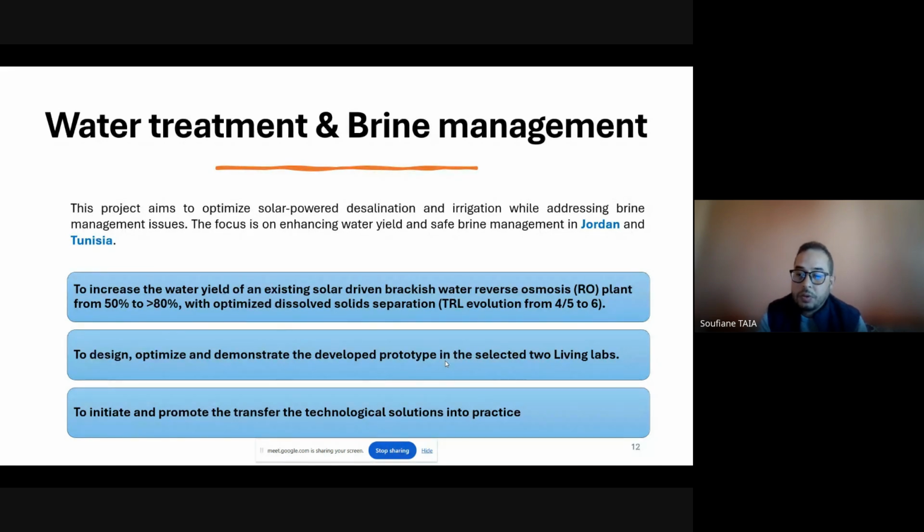A major part of this project is to design and optimize a prototype for each of those two demonstration sites. And finally, we are trying to initiate and promote the transfer of those solutions into practice by collaborating with the stakeholders and ensuring the adoption and good implementation of those prototypes.